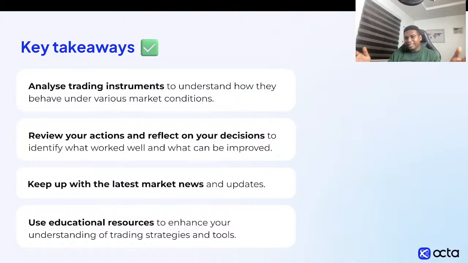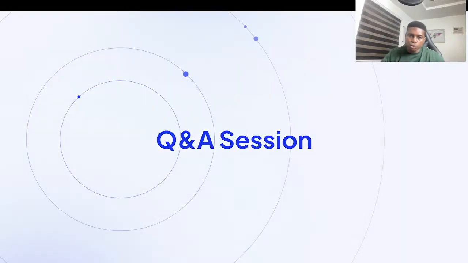So what are the key takeaways from today's session? Number 1, analyze trading instruments. So you can see the steps we took. We analyze trading instruments, review your action and reflect on your decision. Ask yourself, why did I buy? Why did I sell? Why did I make losses? Why did I win? All right. Now keep up with the latest market news and updates. I've already emphasized that. Also use our educational resources to enhance your understanding of trading strategies and tools.